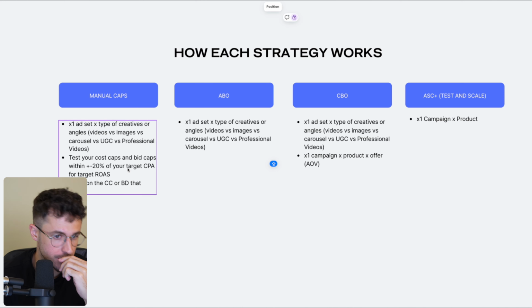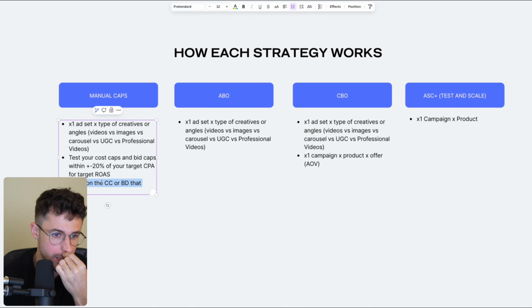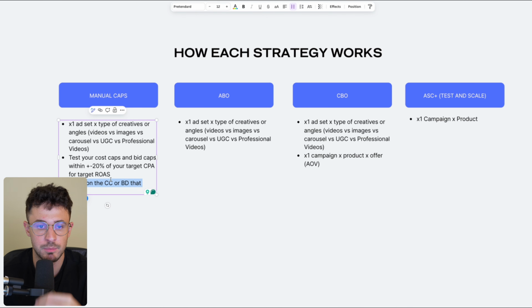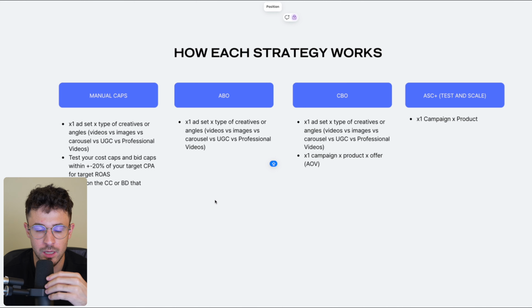So you should go check that out as well. And then what you want to test here, you want to test plus and minus 50% of your target CPA as a bid cap and cost caps, and then see what works. And then once you find a winner, you test everything with the winning cost cap or bid cap that you have. Of course, here, you can have different cost caps or bid caps if you're testing different products with different AOV.